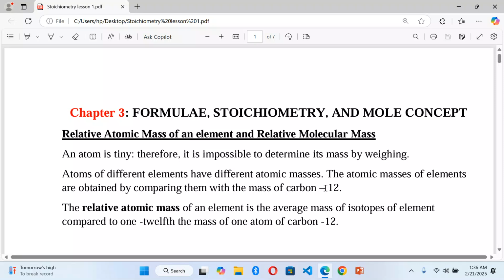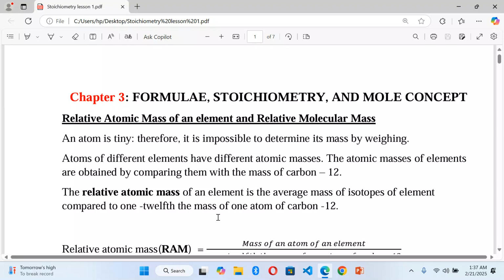So all the atomic masses of the elements are obtained by comparing them with the mass of carbon 12. When you say carbon 12, this is the isotope of carbon with mass number, or atomic mass, of 12. This is the way we write isotopes of different elements, and this is one of the isotopes of carbon, carbon 12. So the relative atomic mass of an element is the average mass of the isotopes of the element compared to 1/12 the mass of one atom of carbon. This is how we can define the atomic mass of any given element.